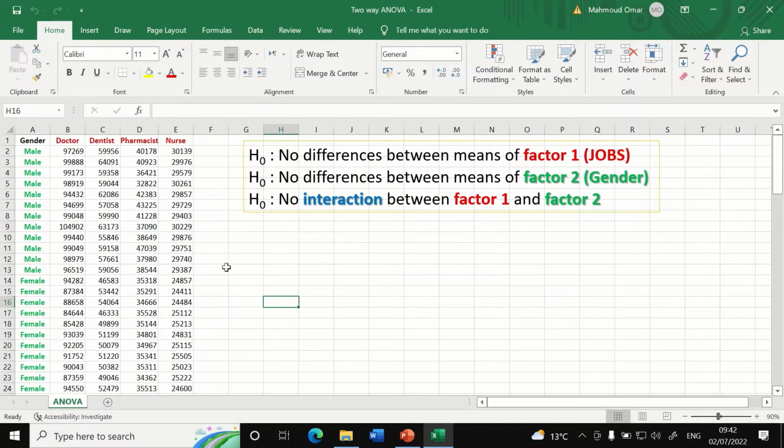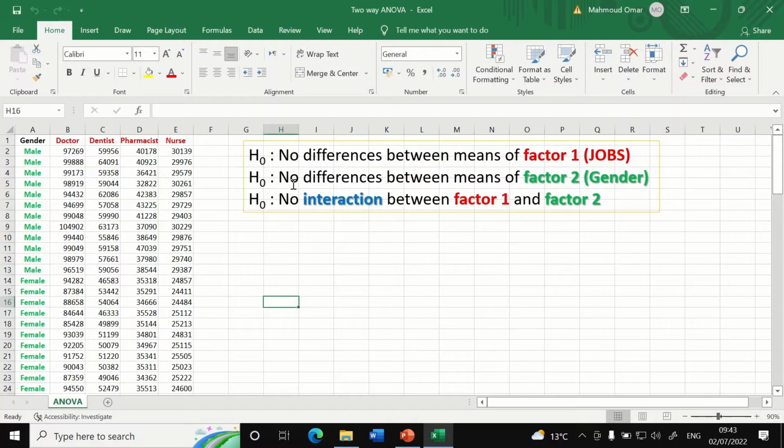And to do two-way ANOVA, since we have here two factors, two-way ANOVA statistical analysis, three hypotheses are generated. The first hypothesis states that there is no difference between means of factor 1. So this hypothesis will examine whether there is a difference between all the four occupations: doctor, dentist, pharmacy, nurses, in terms of their salary earned annually.